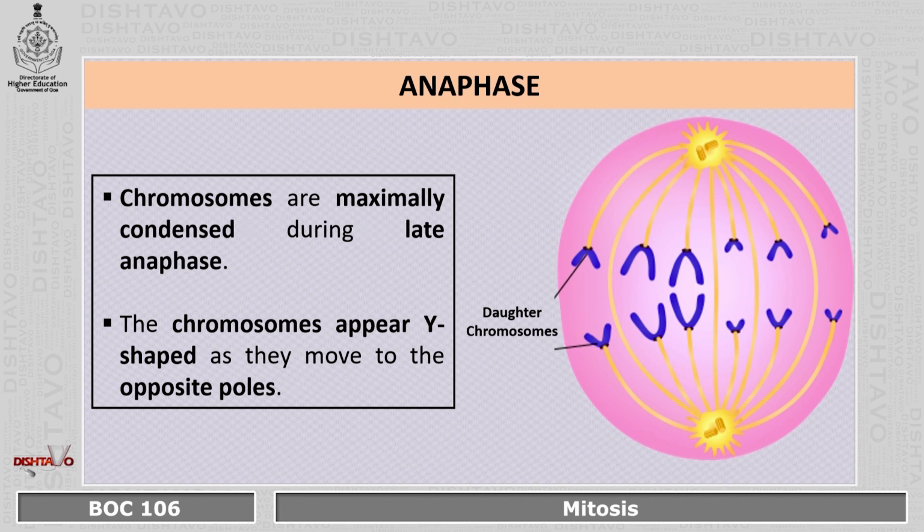Chromosomes are maximally condensed during the late anaphase. The chromosomes appear Y-shaped in anaphase as they move to the opposite poles. So here the picture is showing the chromosomes in the form of a Y shape.